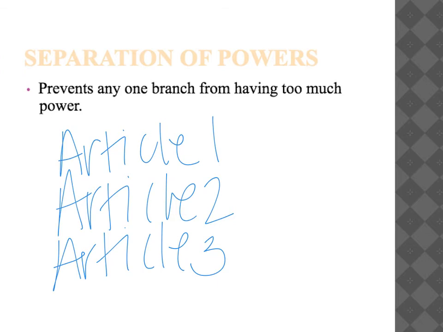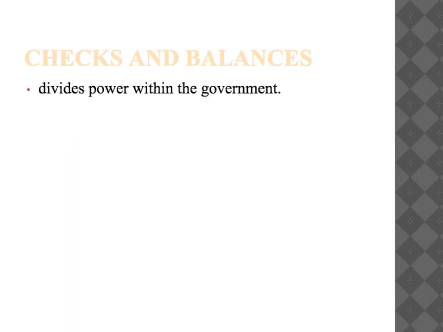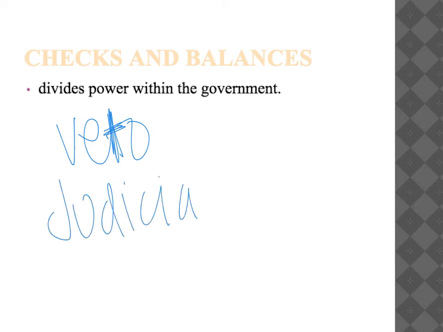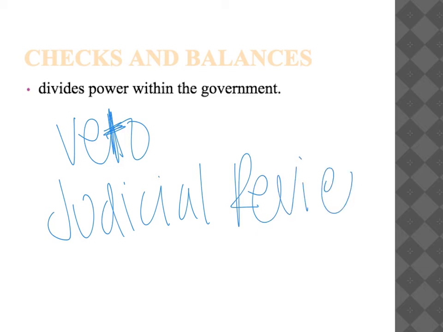Fourth in the lineup is checks and balances. Checks and balances divides power within the government. So, examples of this would be veto power. Veto. That's a T right there, guys. Veto power. Also, judicial review. Okay, so what veto power is, it's the power of the president to reject legislation proposed by Congress. So, President Obama can currently reject any legislation proposed by Congress.